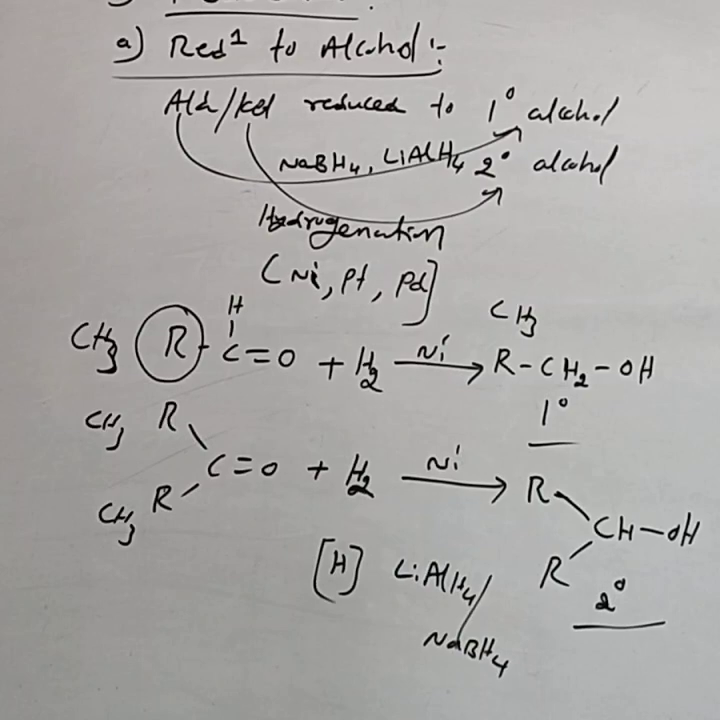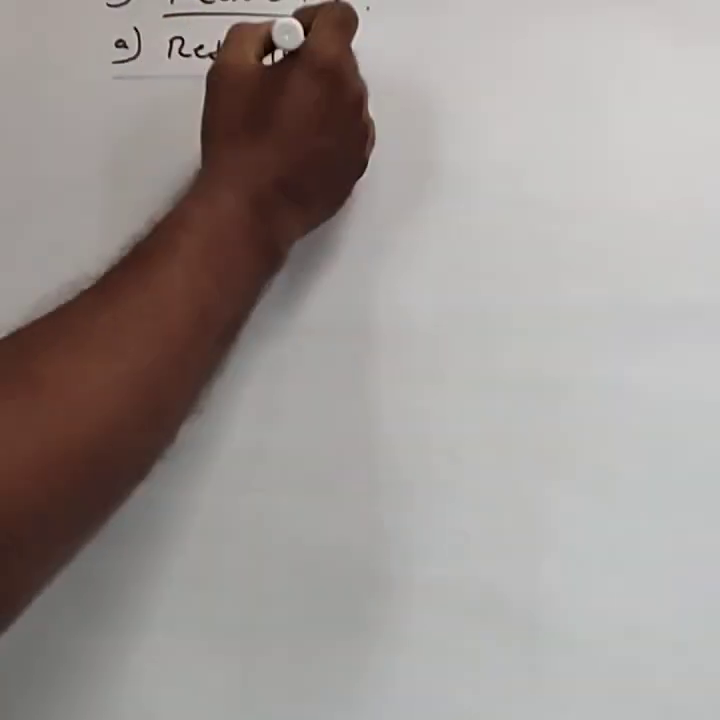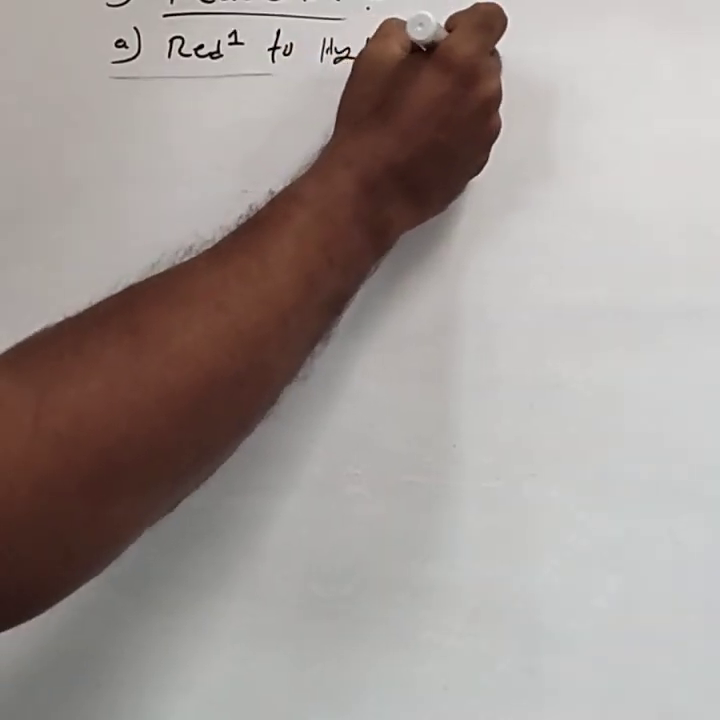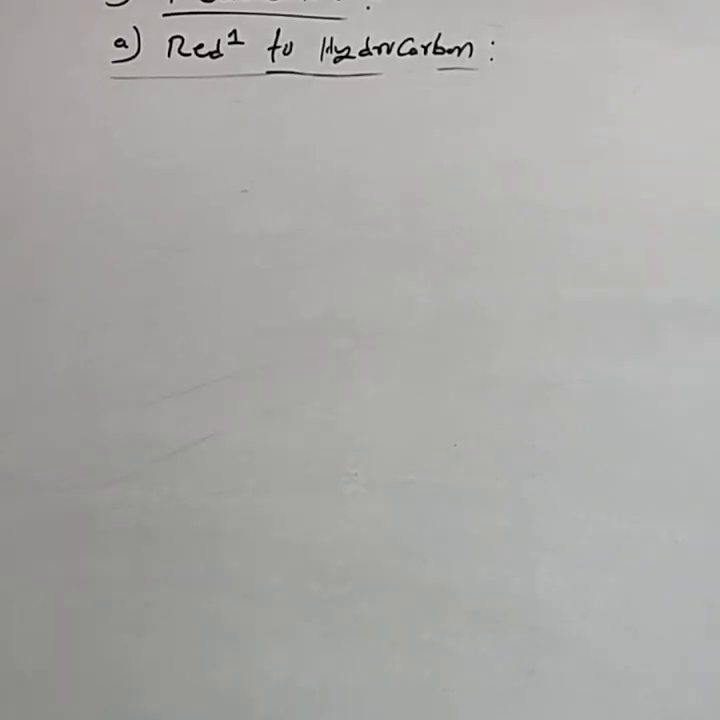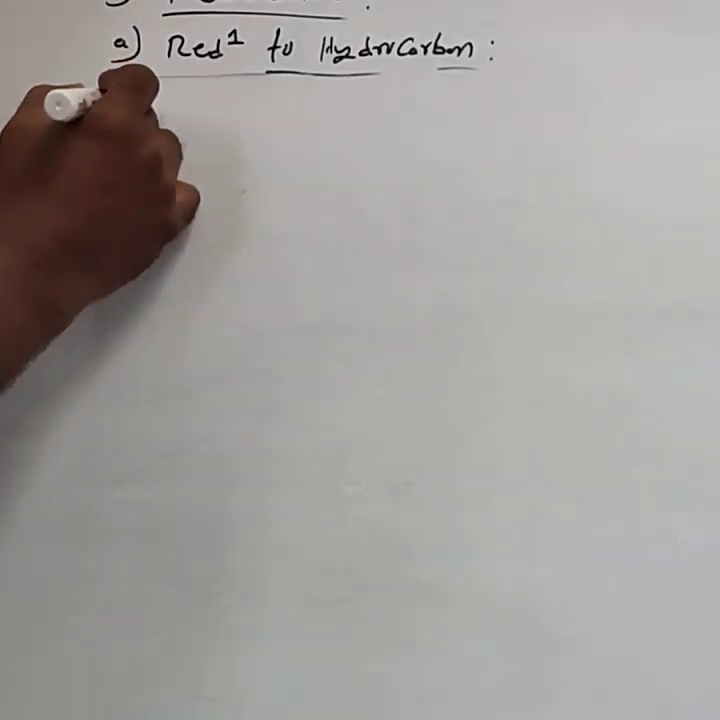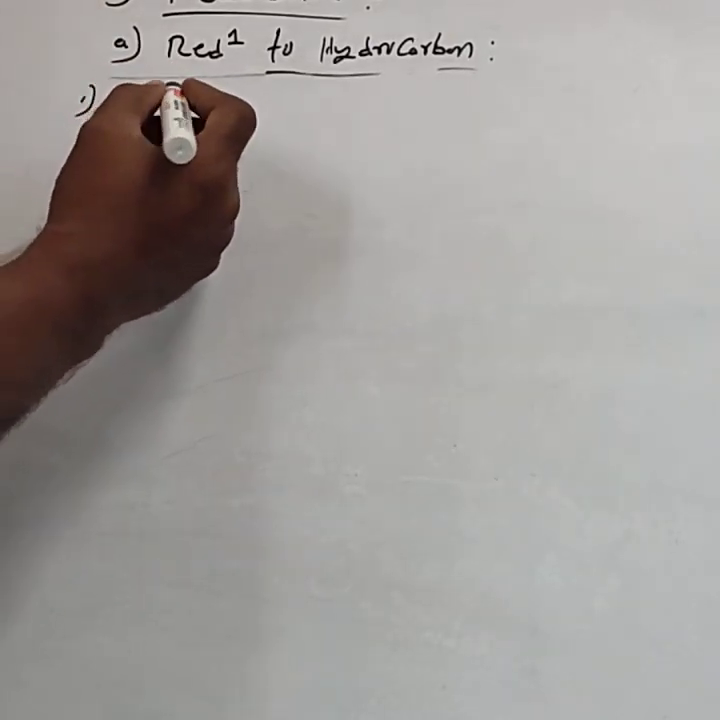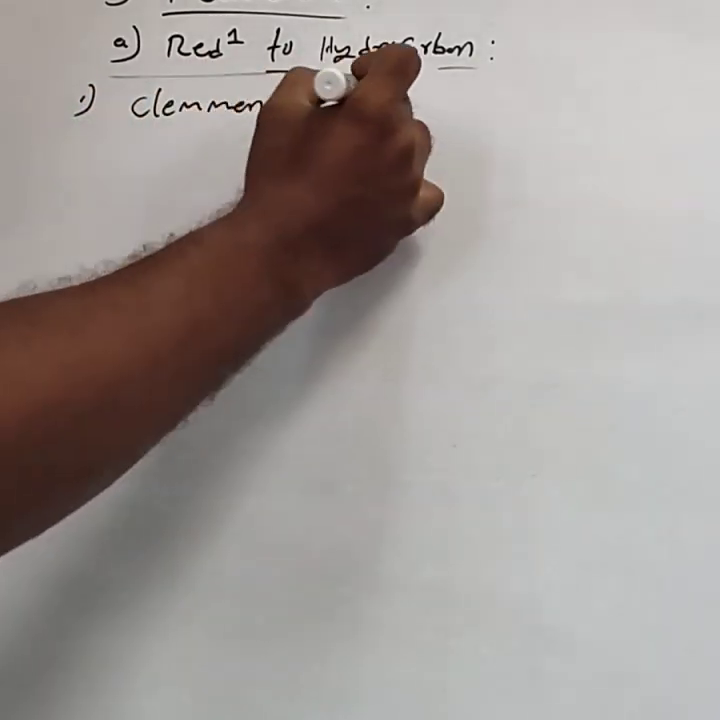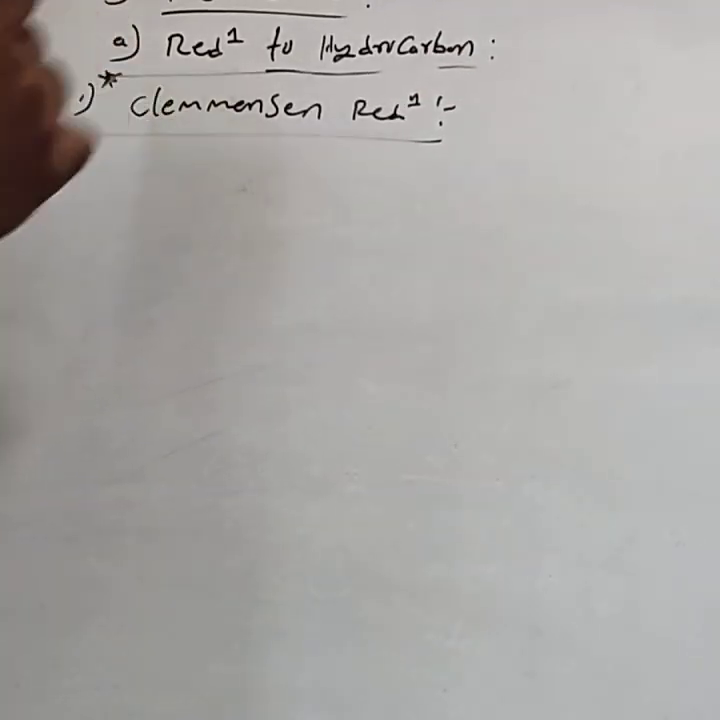Next, the second one is reduction to hydrocarbon. Very, very important. Most important one, reduction to hydrocarbon. In that, there are two types of reactions. The first one is the Clemmensen reduction. This is very important for the board exam.